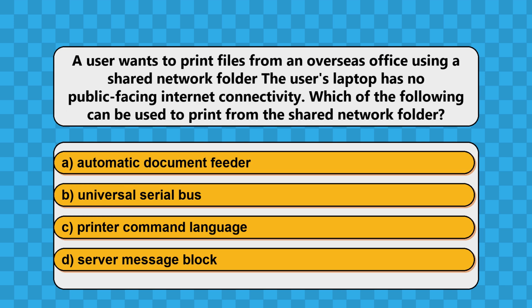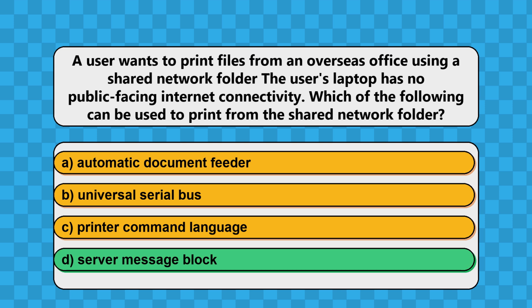Question 72. A user wants to print files from an overseas office using a shared network folder. The user's laptop has no public-facing internet connectivity. Which of the following can be used to print from the shared network folder? Option A, automatic document feeder. Option B, universal serial bus. Option C, printer command language. Option D, server message block.